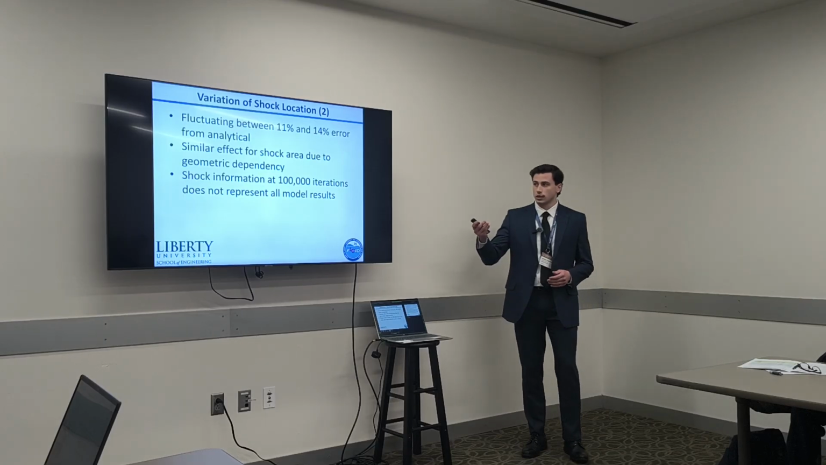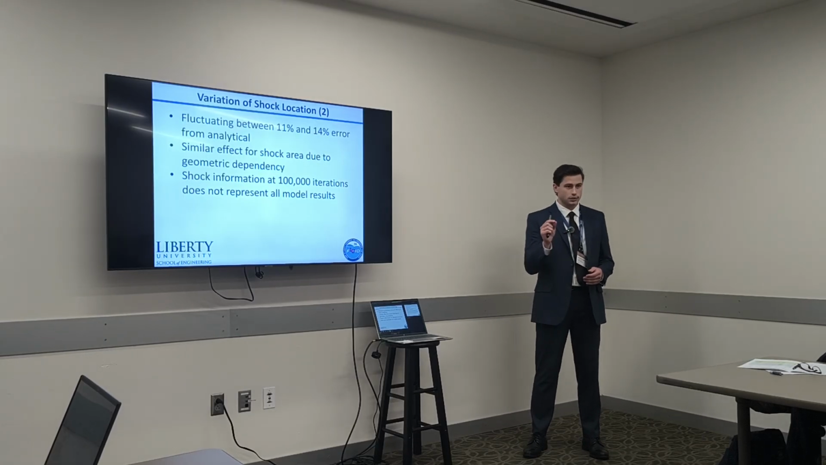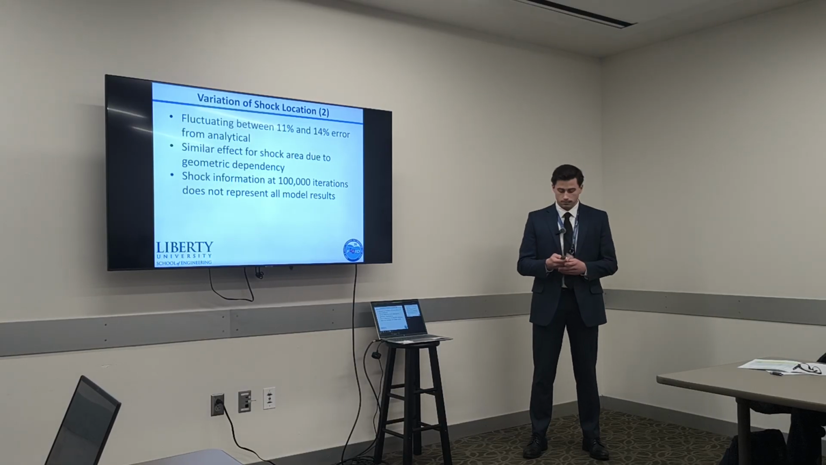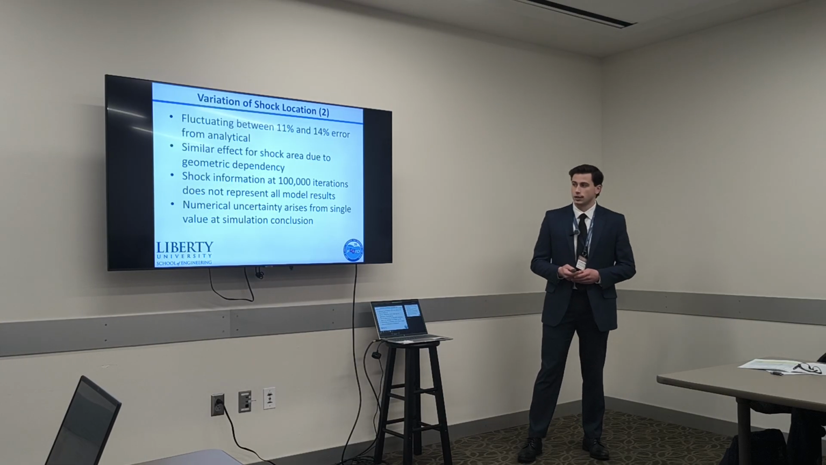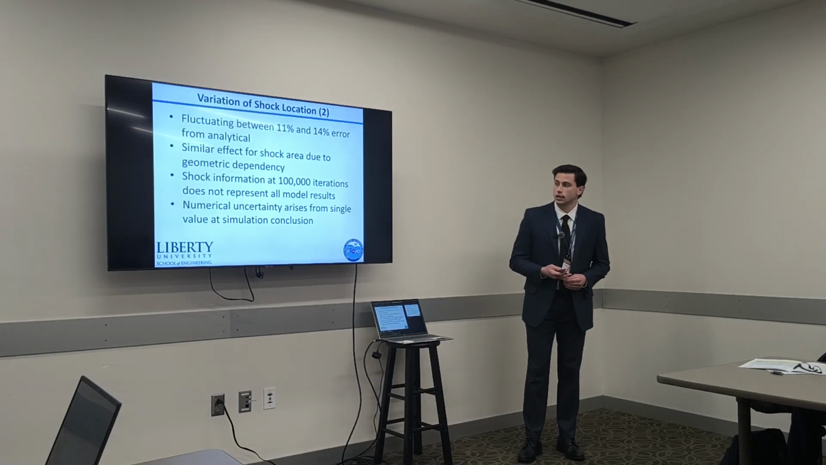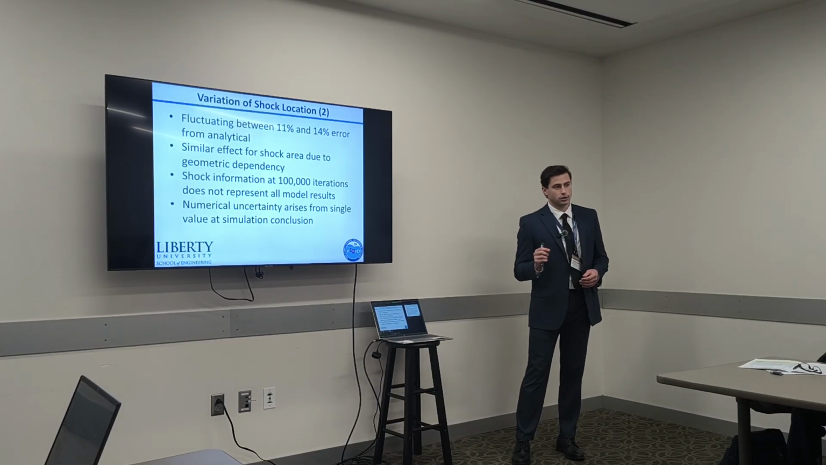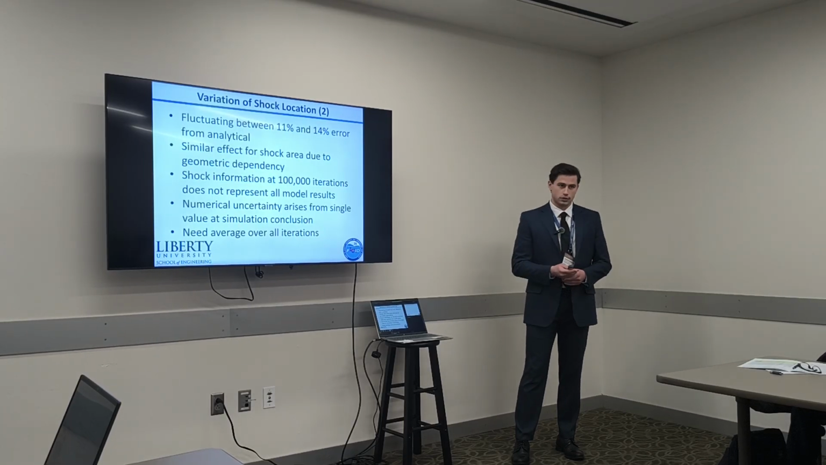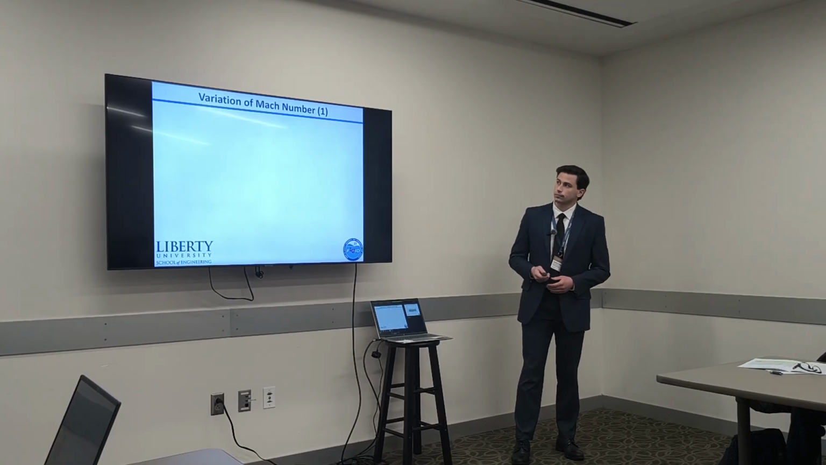So from this, we can see that shock information at 100,000 iterations, that single point, does not represent all the model results. We can see that numerical uncertainty arises from taking a single value at the simulation conclusion, and we really need to be taking the average over all the iterations instead of that single point.